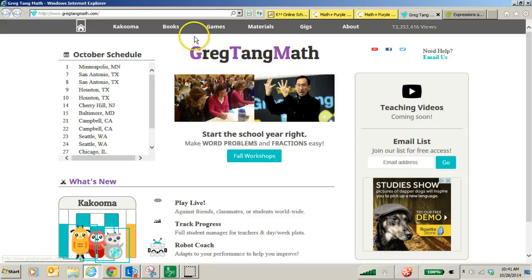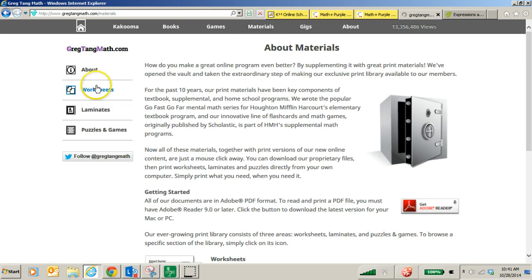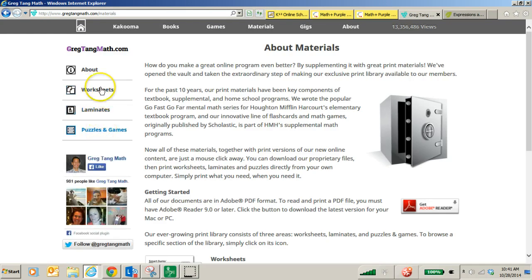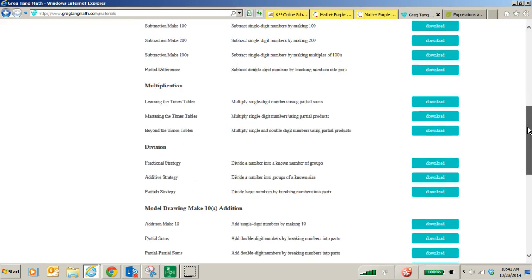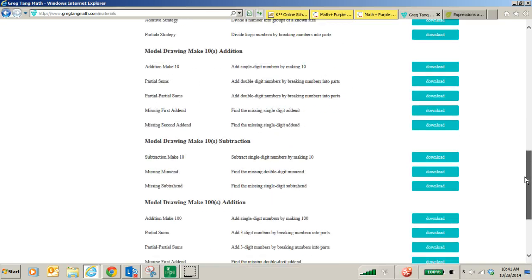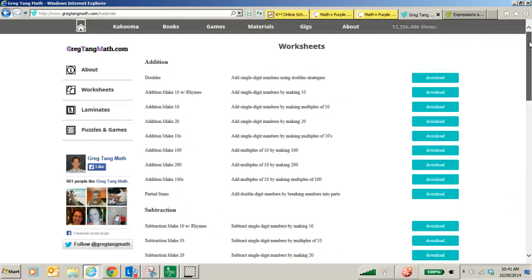The Greg Tang math site does have books and games, but you can also go here to this materials tab and go to worksheets as well as laminates and puzzles and games. And when you go to this, you can scroll down to some practice about multiplication and division. But what I also like is that there are opportunities for them to model the math and find missing add-ins, just like we were talking about earlier.